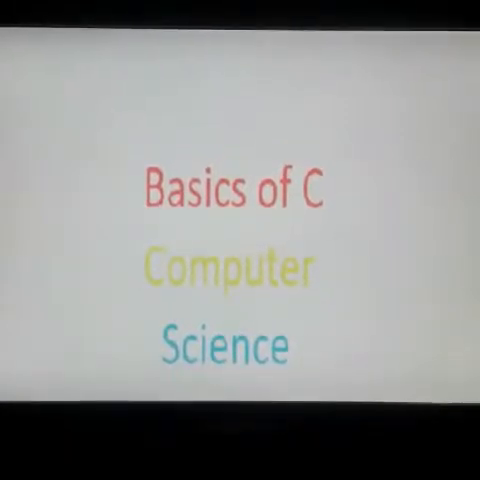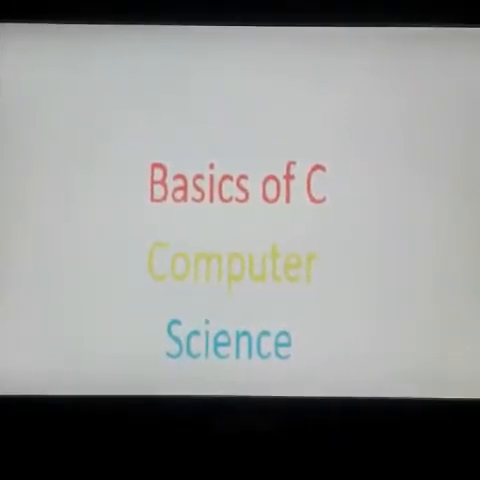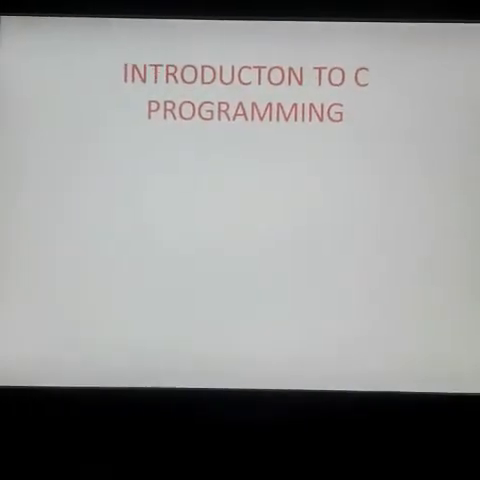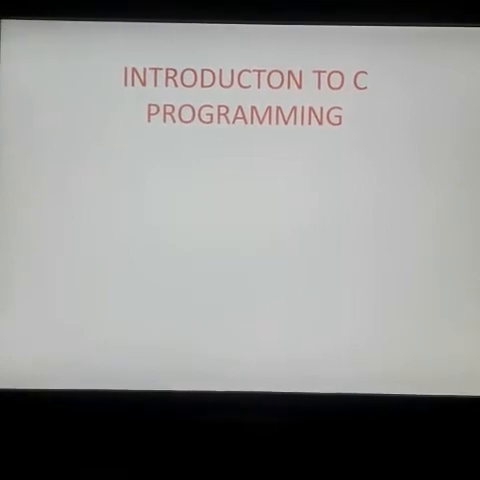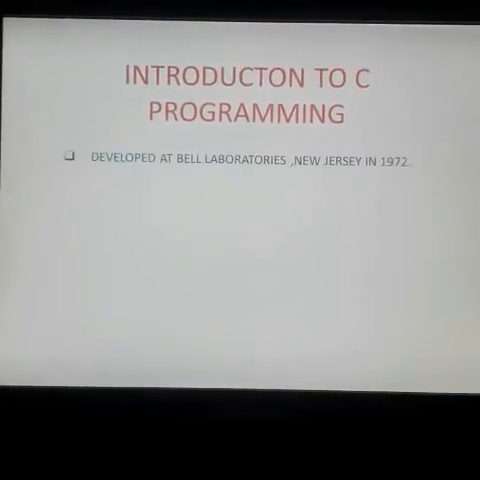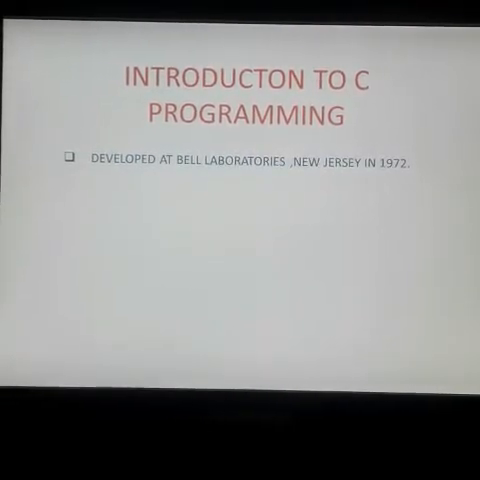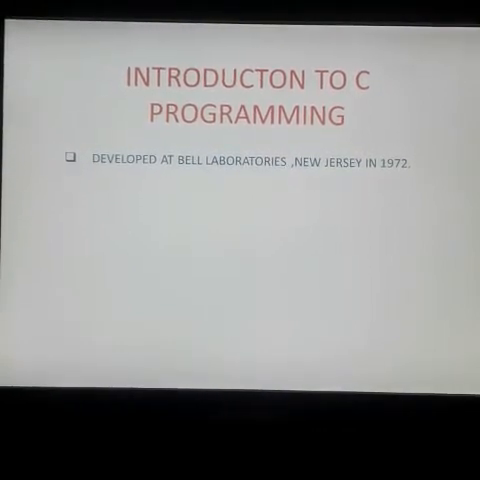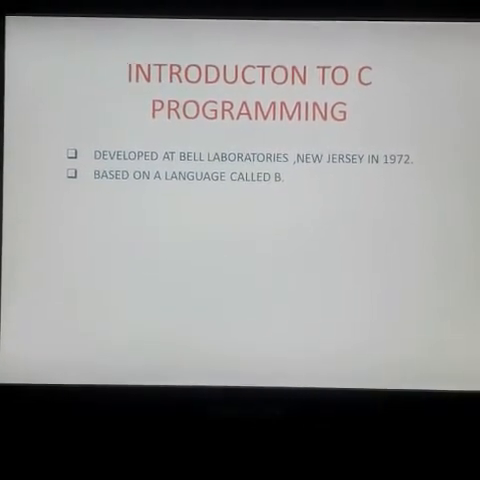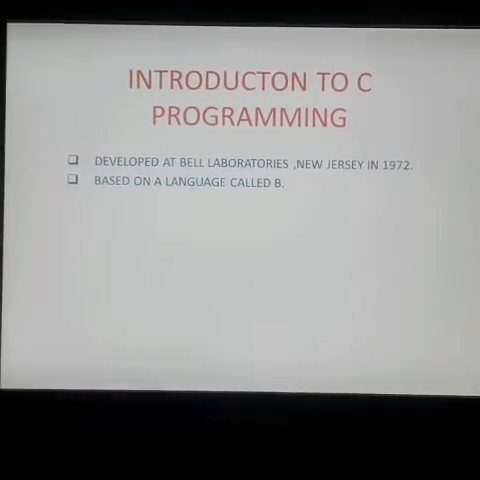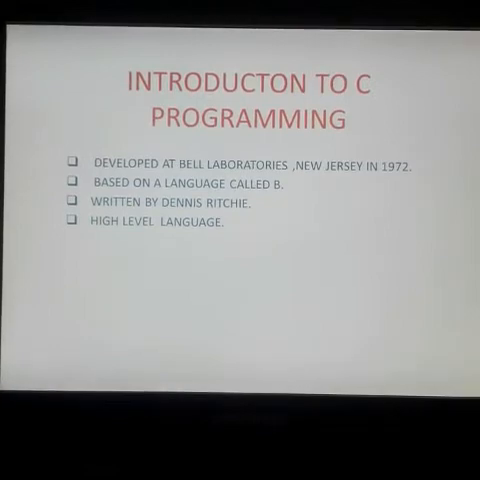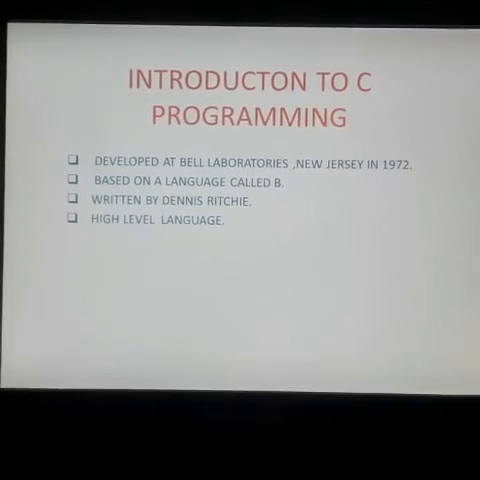Hey everyone, in this video, we are going to wipe out all your doubts regarding basics of C programming. First of all, we will start with the introduction so that you may come to know how C language was developed. The C language was originally developed at Bell Laboratories in New Jersey in 1972. It was based on a previous language called B. The C language was written by Dennis Ritchie, and the most important, it is a high level language.